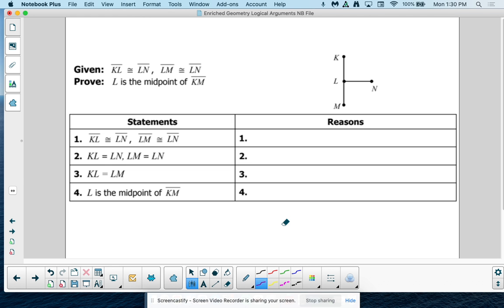Given. See, given's number 1. You're already 25% of the way there. Easy over here. Maybe mark your picture. Well, that one's easy too. See if you can be a detective. Definition of congruence.